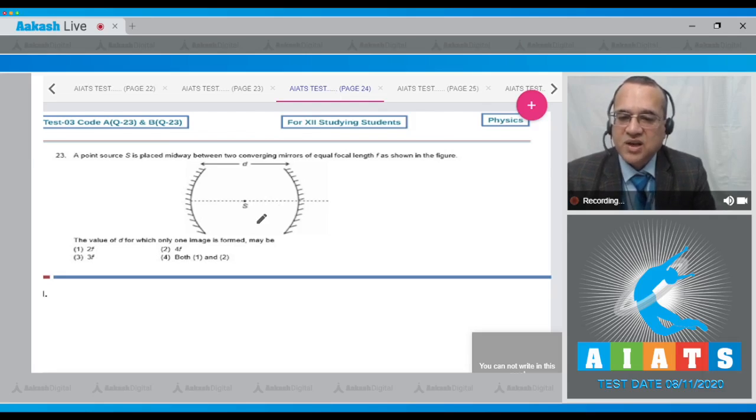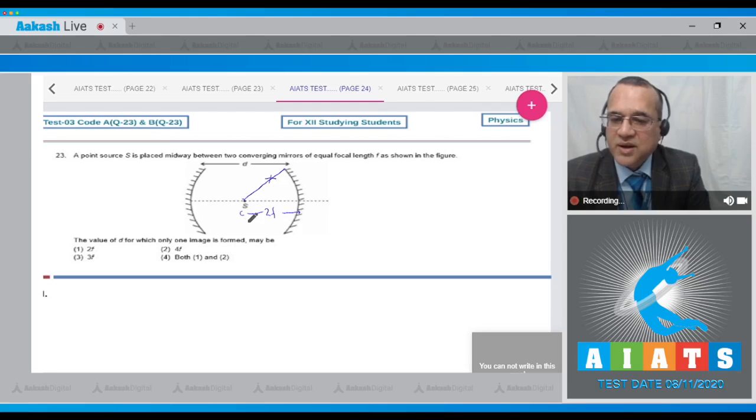Now dear student, how can this image be formed? It is placed symmetrically in between. One option is that the ray goes from here, strikes this mirror, and returns back to this point. Then this becomes C. If it is C, then this distance will be 2f. And likewise, the ray goes from this point, from the C, and returns back. Again, the image is at this point, and this distance is also 2f. So one option is that when the distance between the mirrors is equal to 4f, then there will be one image.